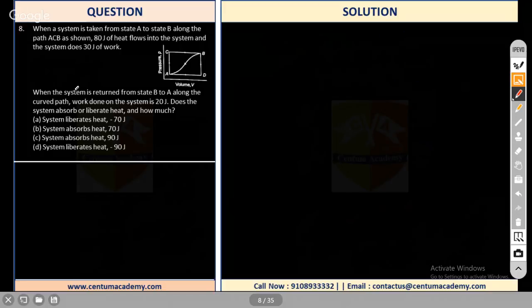Here you see work done on the system. So W is equal to what? Minus 20 joule. Del E we have calculated already. That is 50 joule.